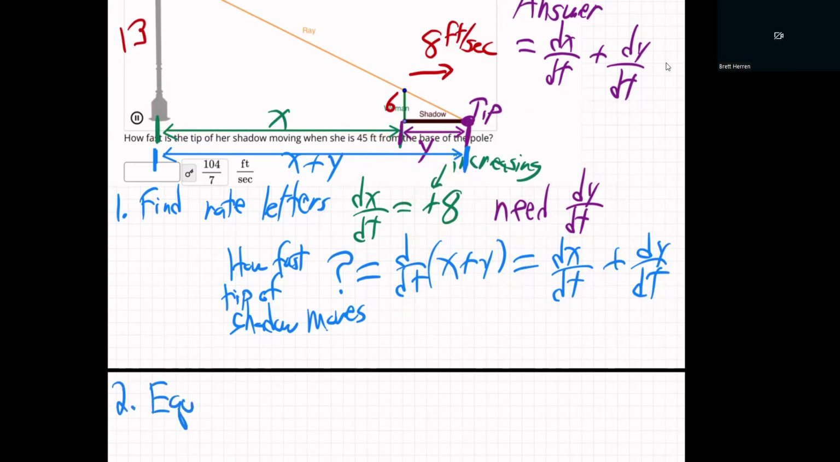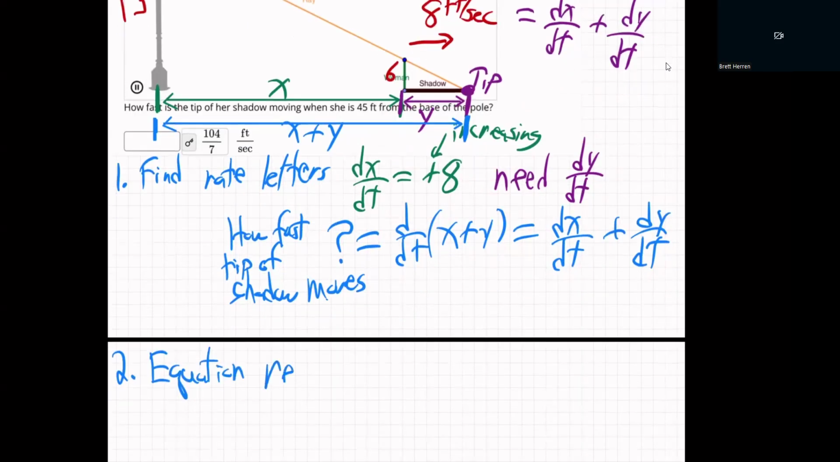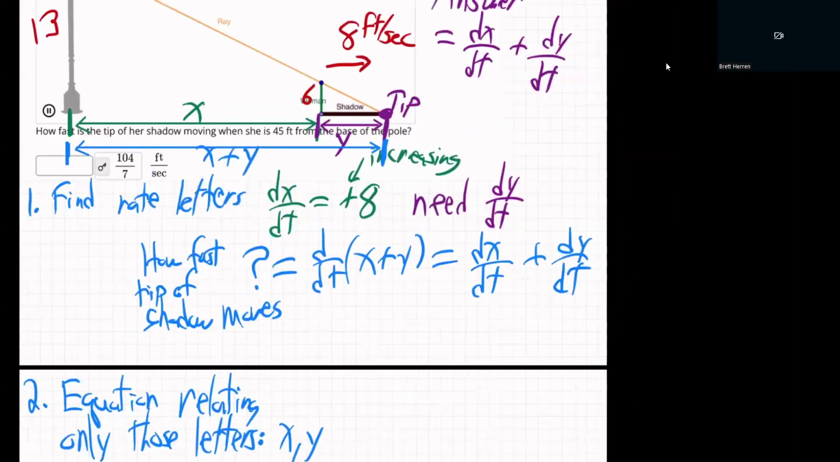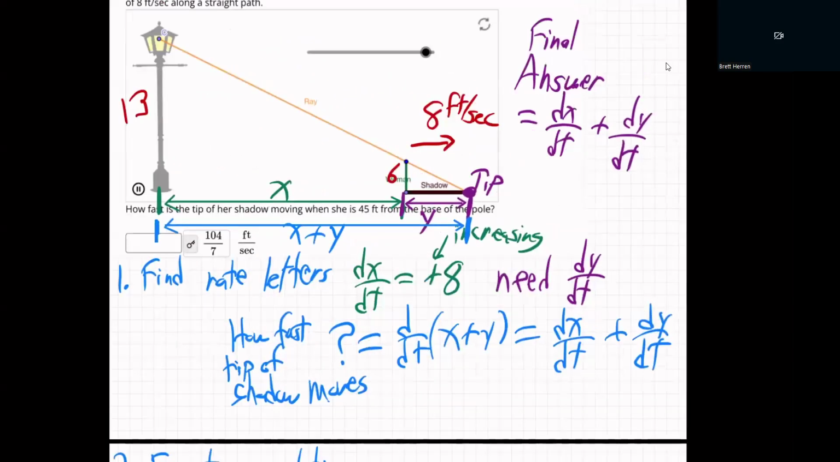Step two, find some kind of equation. This is an important step. Relating only those letters. No other letters. You can have numbers, but no other letters. That'd be just x and y in this case, right? So we need some kind of equation relating only x and y.